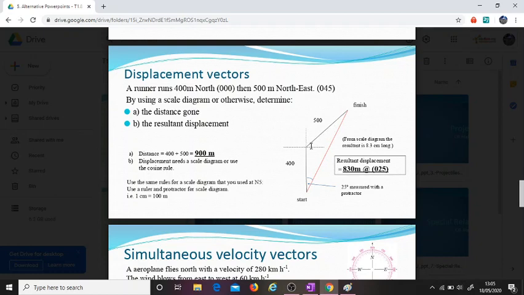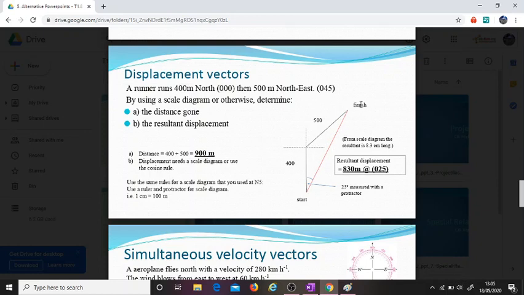Obviously if it's going in a northeasterly direction, then it's not at a right angle, it's not coming along here on the east. So this would be 500 metres at an angle of 45 degrees, so you'd have to draw that with your protractor, and you'd need to work out the resultant displacement.